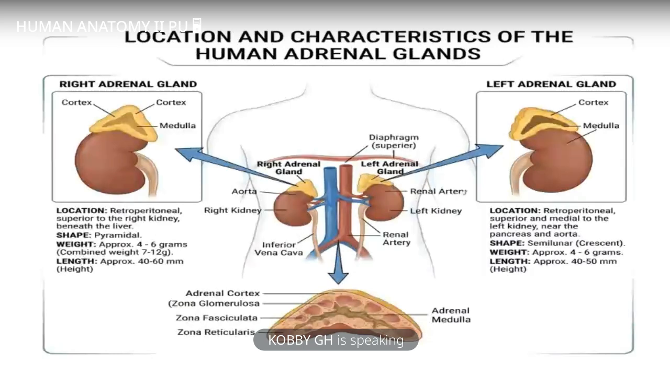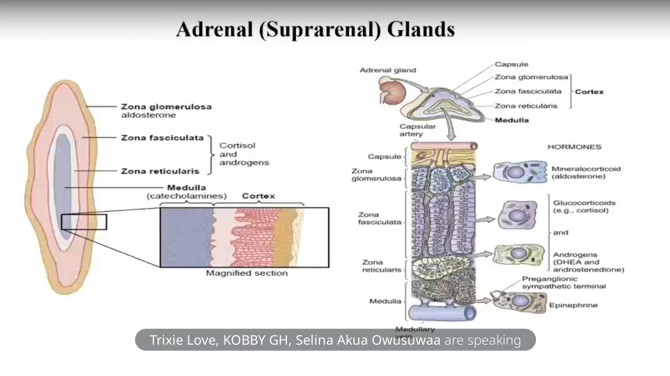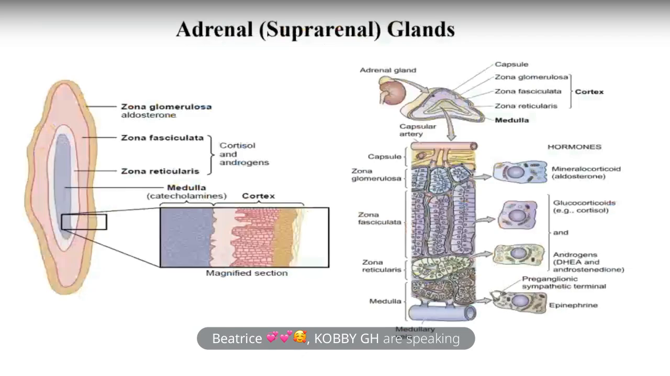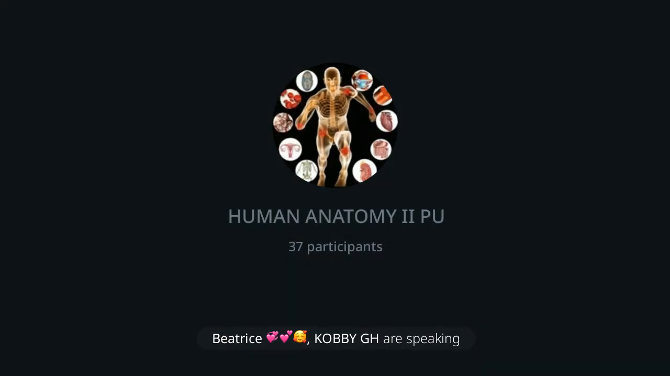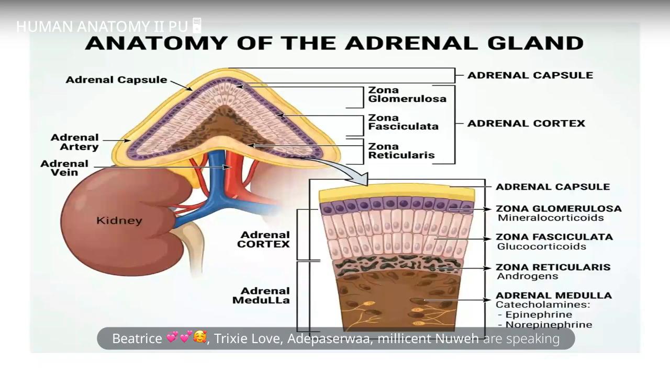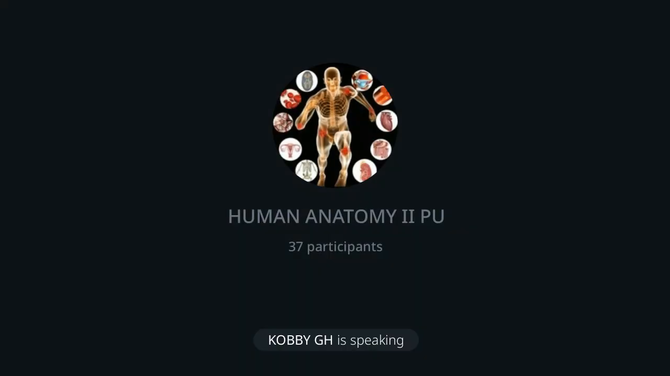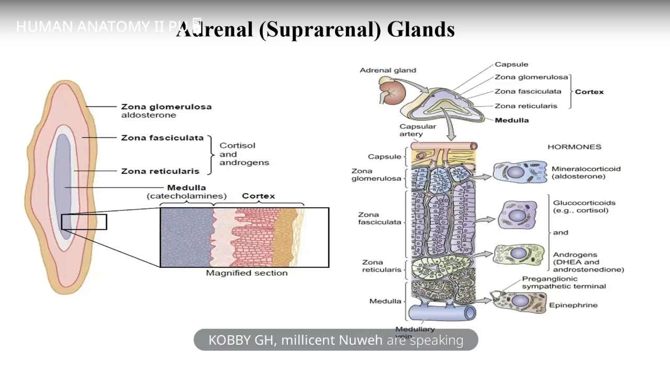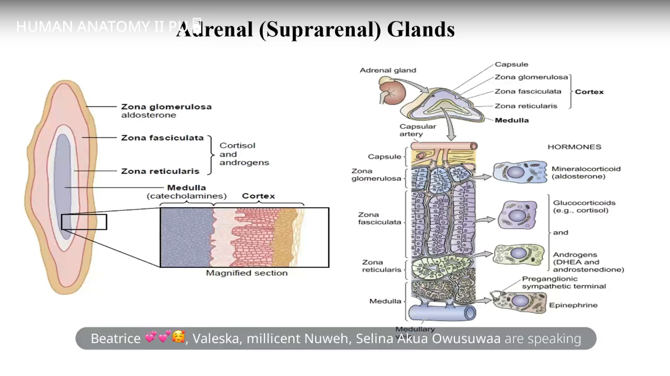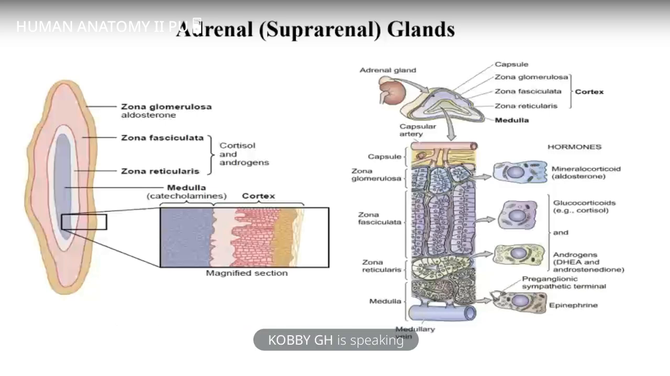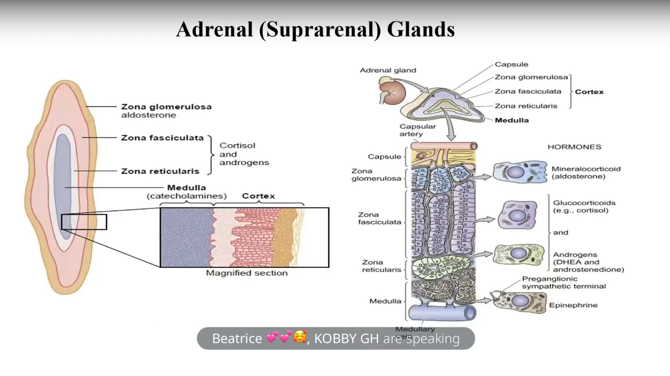Say adrenal medulla. Adrenal medulla. Cortex. Adrenal cortex. This gland is divided into two: the adrenal medulla, and then the adrenal cortex.